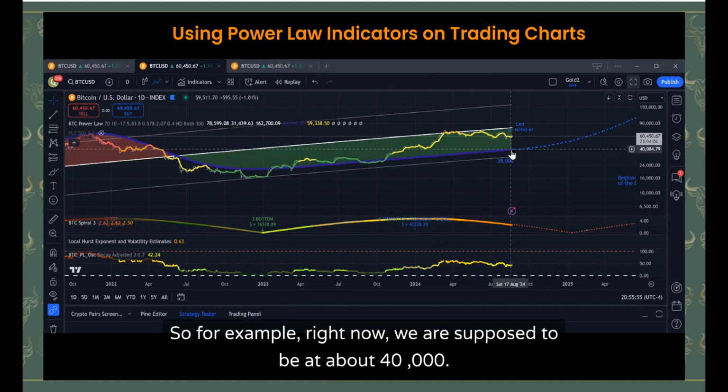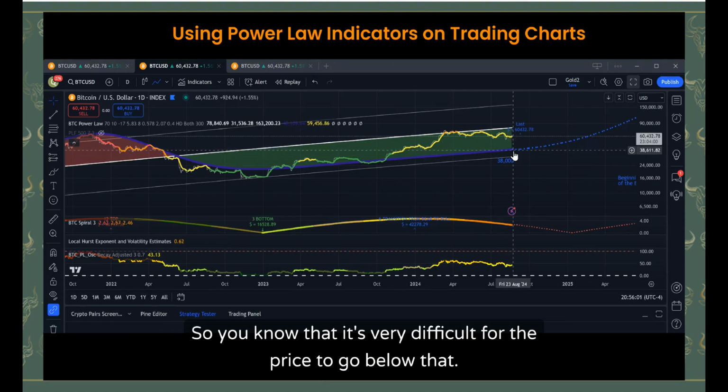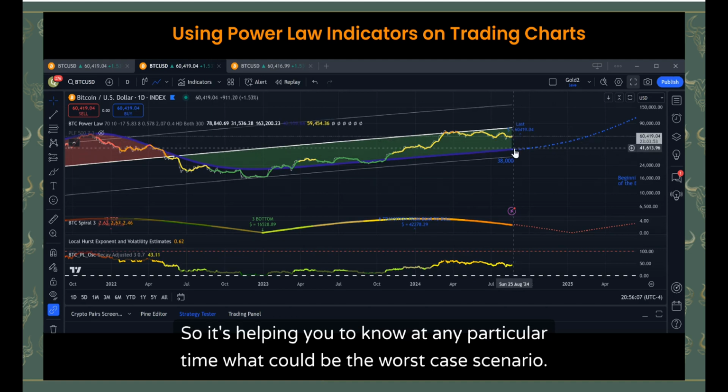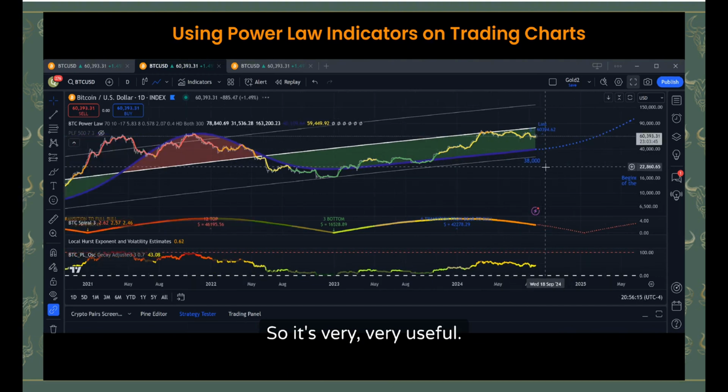You can always look at where we are relative to this blue line, that is kind of a support line. So for example, right now, we are supposed to be at about 40,000. So you know that it's very difficult for the price to go below that. But very likely we are not going below that. So it's helping you to know at any particular time what could be the worst case scenario. So it's very, very useful.